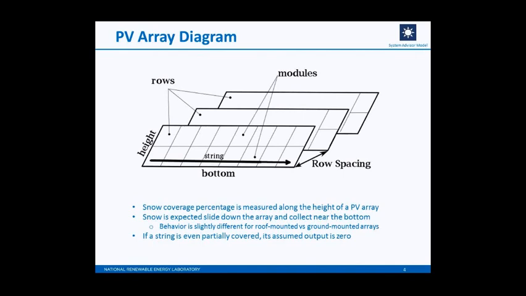So after snow has fallen onto a PV array, it's expected to slide down the array and collect near the bottom. And there's going to be slight differences between a PV system which is roof-mounted versus ground-mounted. That's because ground-mounted systems usually have much more clearance down by the base, and so snow coverage will be removed quicker. And currently in the snow model, only roof-mounted systems are being accounted for at this time.